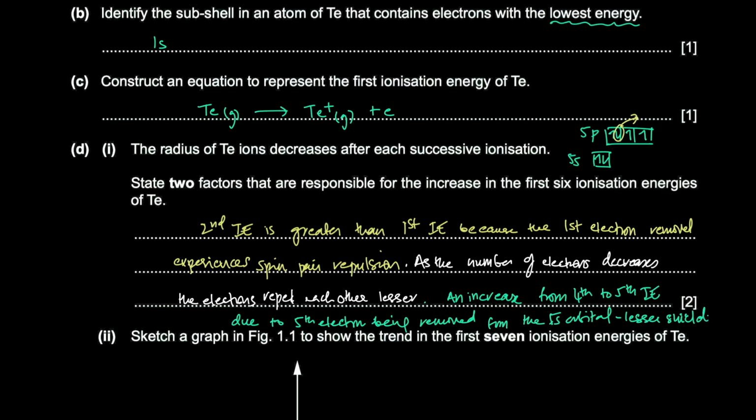So these are all different factors that explain the increase in the first 6 ionization energies. It can be explained by the fact that you have spin pair repulsion, so the first electron is generally easier to remove.